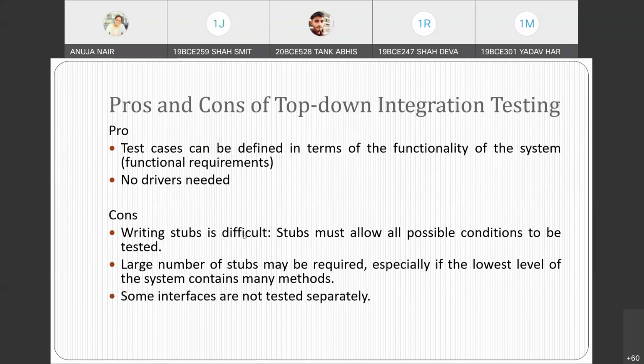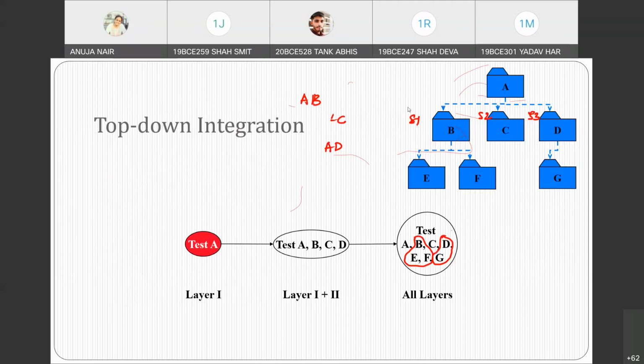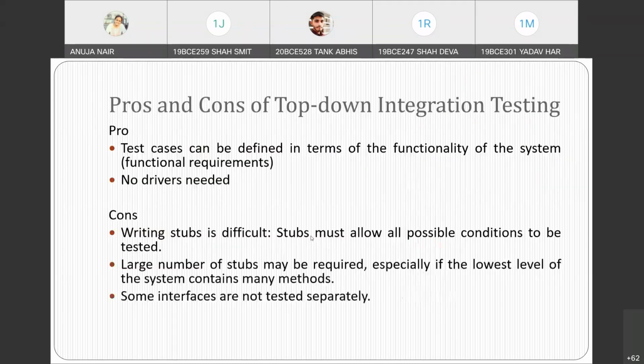Writing stubs is difficult. Stubs must allow all possible conditions to be tested. That means whatever values are getting returned from the stubs, you need to provide test cases for all types of values which should be returned from the stubs. So that is why writing a stub is a difficult task. A large number of stubs may be required. Like you can see here, you require B, C, D, E, F, G. So a large number of stubs may be required, especially if the lower level of the system contains many methods, right?